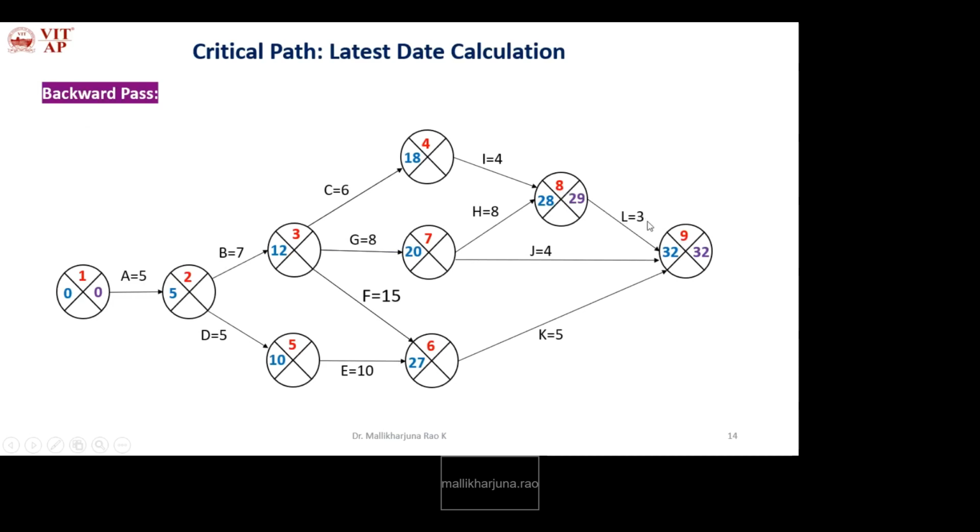Next 7. It has two following activities. What are the two following? 8 and 9. So we need to take these two into account. 29 minus 8, how much? 21. 32 minus 4, how much? 28. So the earliest latest date is 21.